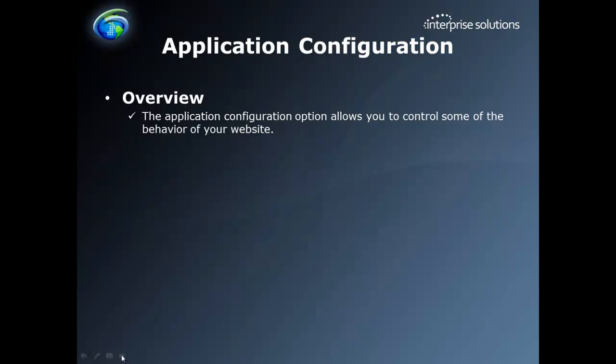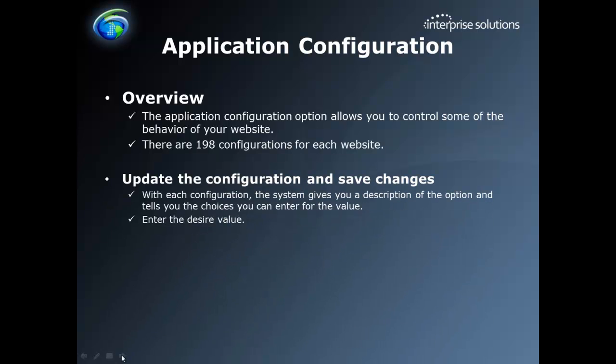The application configuration option allows you to control some of the behavior of your website. There are 198 different configurations for each of your websites. With each configuration, the system gives you a description of the option and tells you the choices you can enter for the values. You enter the desired value, and then you save your changes, and your website is immediately changed.